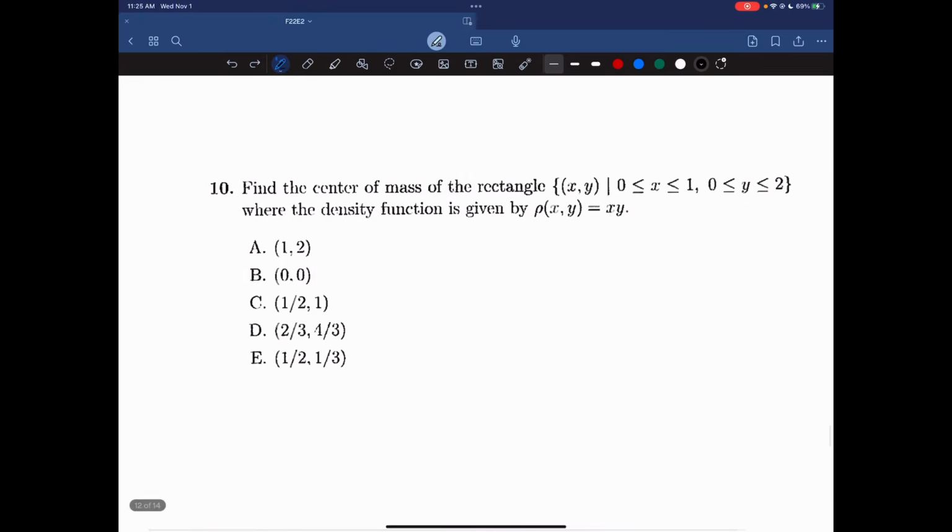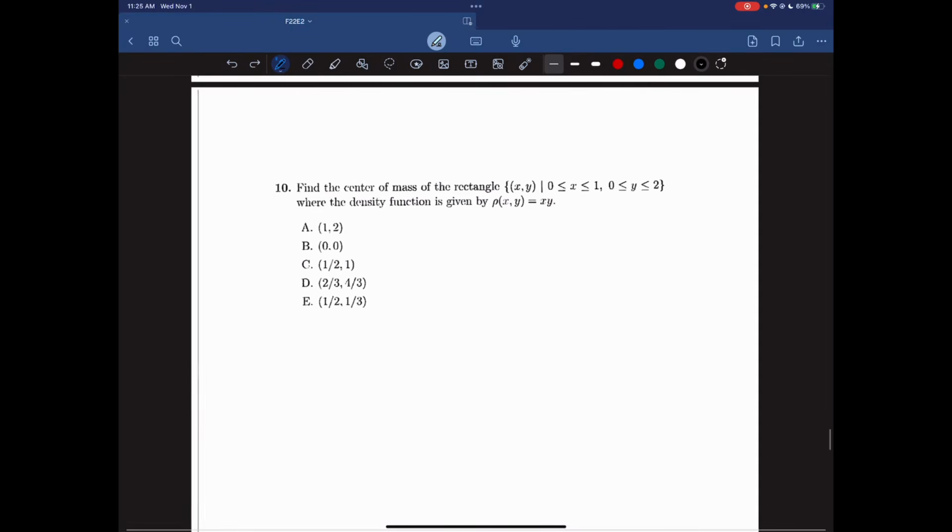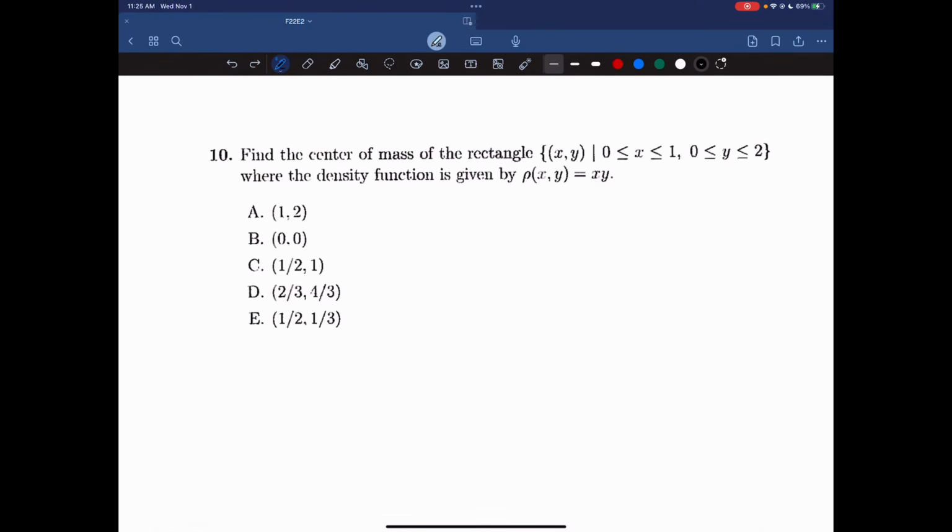Number 10, find the center of mass of the rectangle 0 is less than x is less than 1, 0 is less than y is less than 2, where the density function is given by rho of x, y equals xy. All right, so we need to actually find the mass first. That's just the integral over the region of the density, xy, dx dy, doesn't really matter in this case. x is 0 to 1, y is 0 to 2.